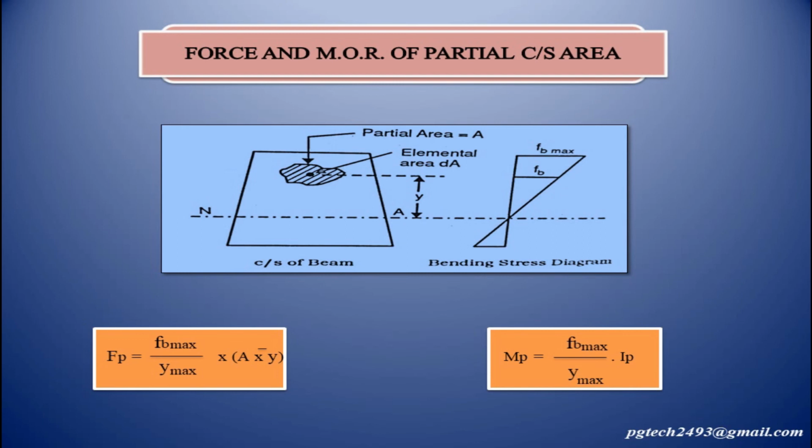Also, by taking the moments of the partial area about the neutral axis, we get moment of resistance of partial cross sectional area equals Fb max by y max into Ip, where Ip is the moment of inertia of the partial area about the neutral axis.